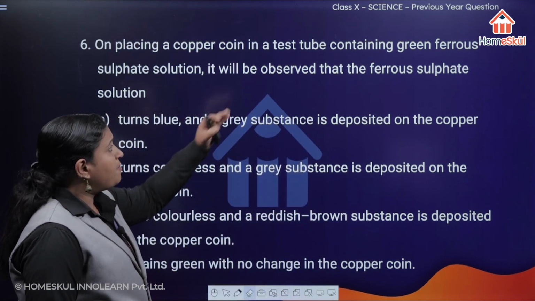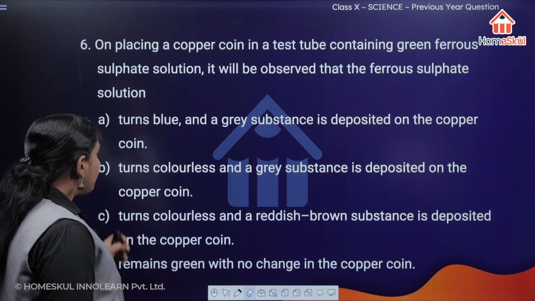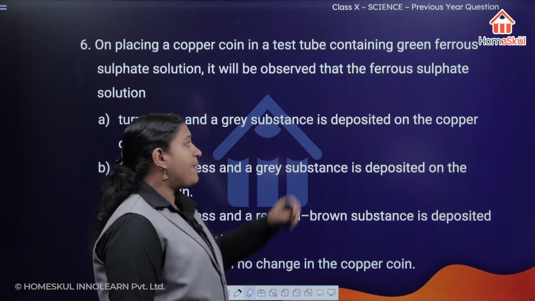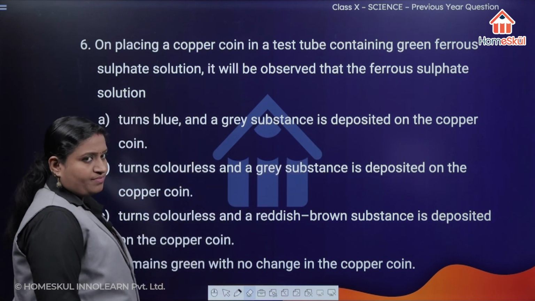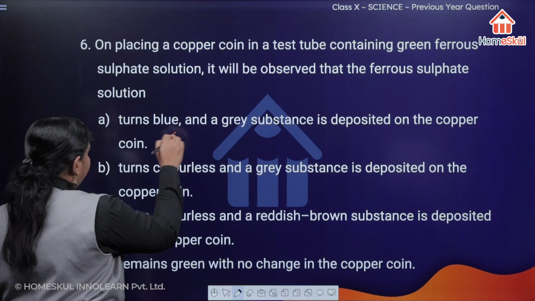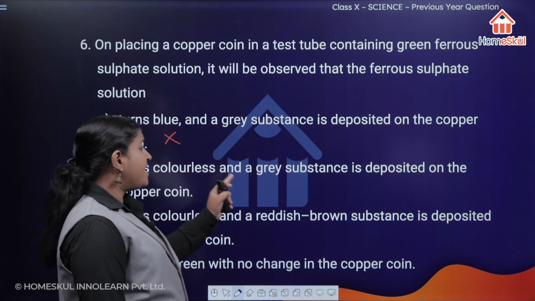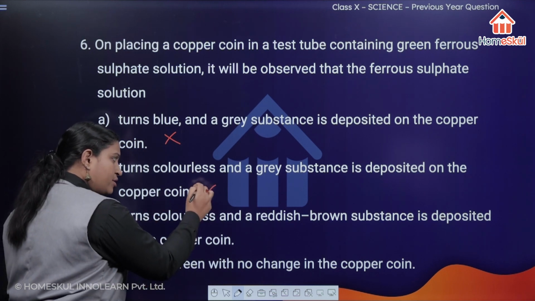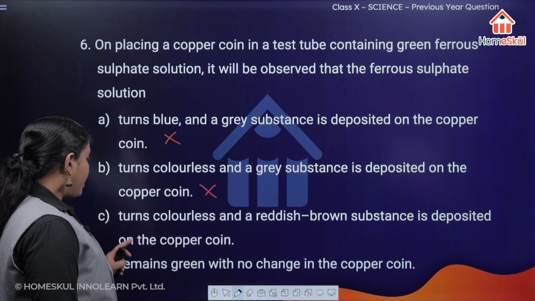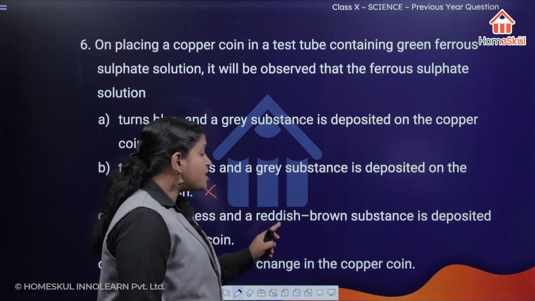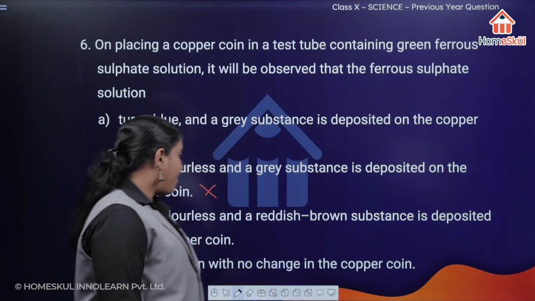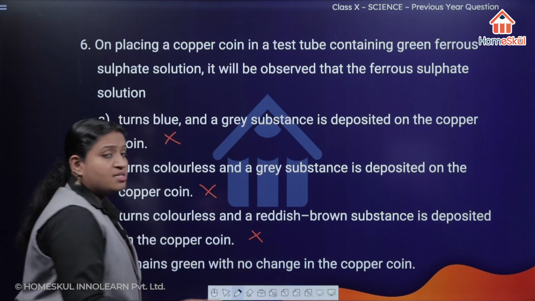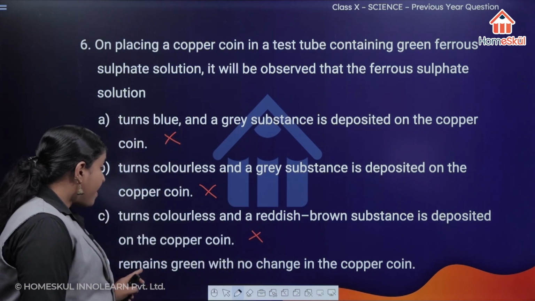So it will be observed that the ferrous sulfate solution A turns blue and a grey substance is deposited on the copper coin. Is it correct? No. B, turns colorless and a grey substance is deposited on the copper coin. That's also wrong. Third one, turns colorless and a reddish brown substance is deposited on the copper coin. No. So the last option D, remains green.